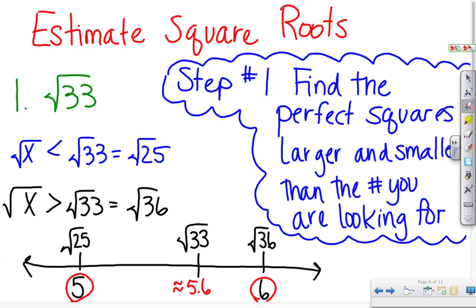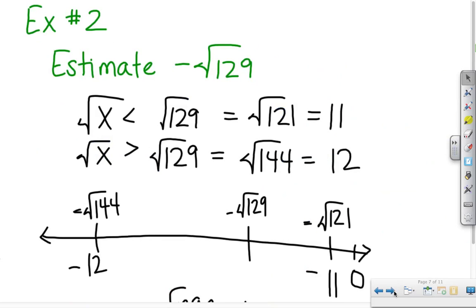That's approximate. So remember, if I tell you to estimate the square root and you cannot use a calculator, you want to find the perfect square larger and the perfect square smaller, and then graph them on a number line and see where your number falls in the middle.